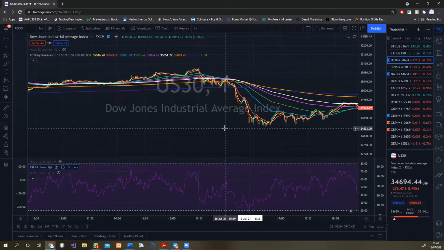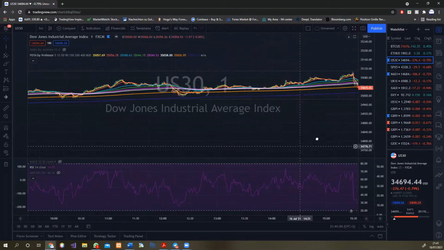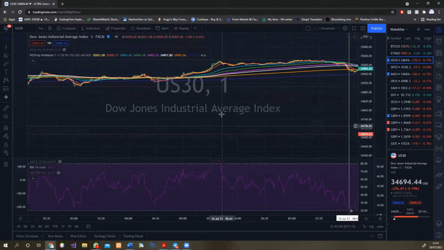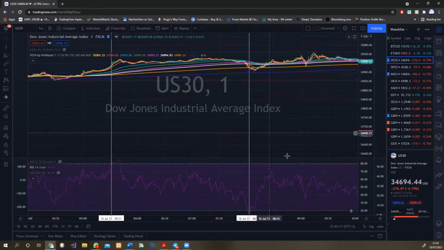What you are interested in for the perfect entry is when the market is overbought or oversold. That means when the market hits the 80s on the RSI, for example here, or when the market is oversold and hits the 20s on the RSI, the market is here.